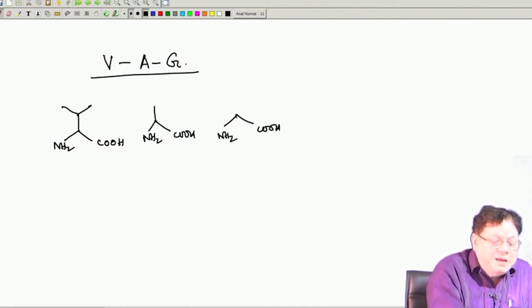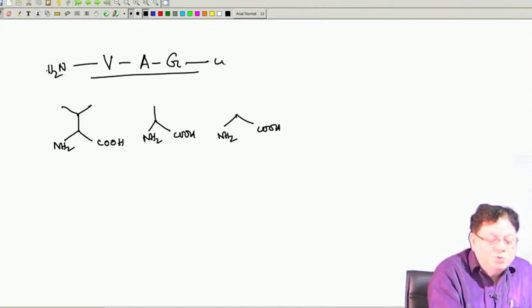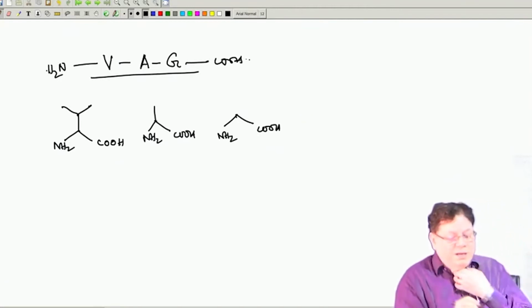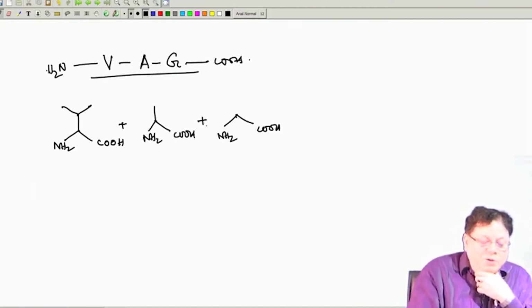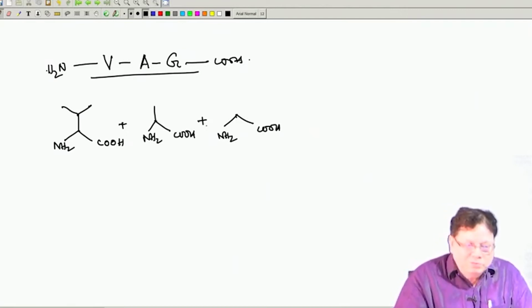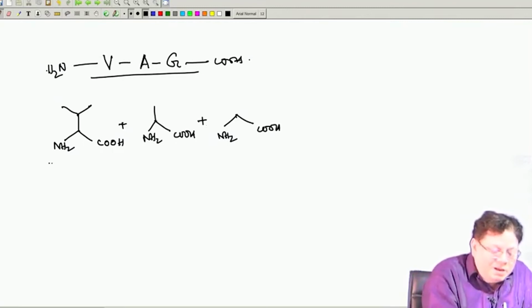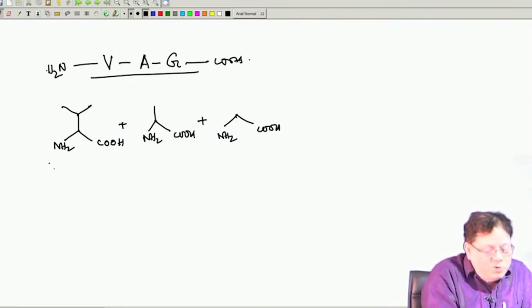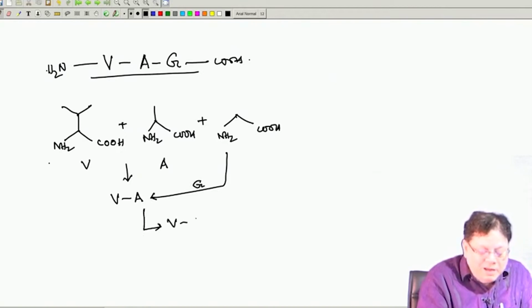So, when I have written this VAG, that means the NH2 of V is free and the CO2H of G is free. Okay. So, basically we have to combine these three. Now, you cannot combine all three in one go, that is not possible. So, you have to go step by step. First, there are two possibilities. I can combine V and A, so that I make a dipeptide VA, and then I add the G to complete the synthesis as VAG.